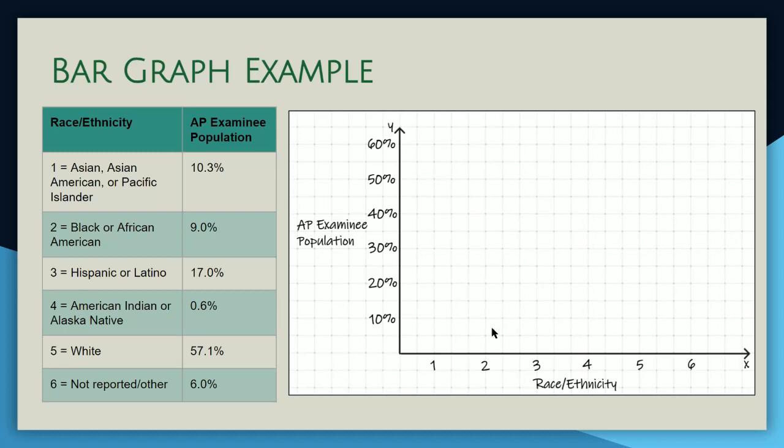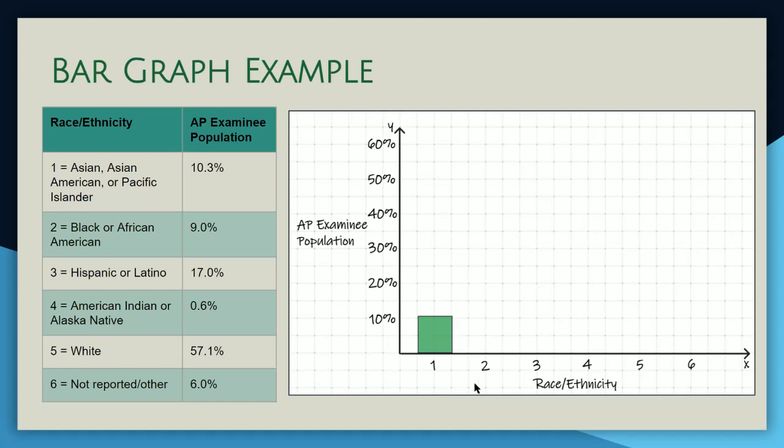So first bar is going to go for category 1. That's this first row. And I need a box that's at about 10% tall. So that first green bar tells me that Asian American and Pacific Islanders are approximately 10% of the AP examinee population.